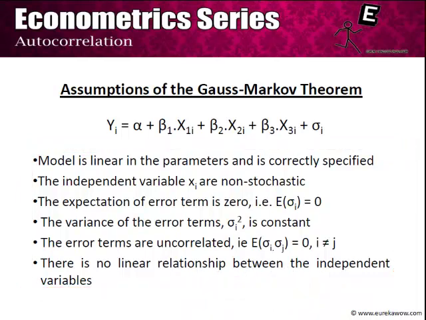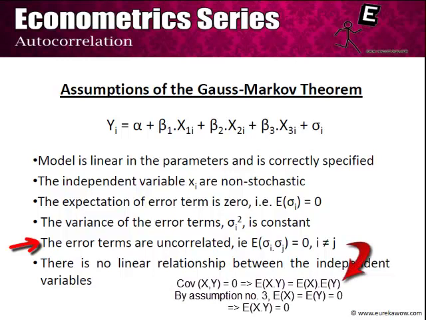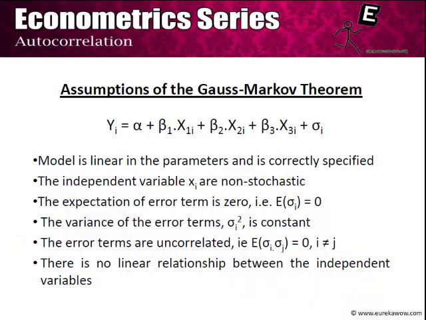The violation of the Gauss-Markov theorem that we are concerned with in this module is the 5th assumption, that is the error terms are uncorrelated. You would remember from elementary statistics that this implies that the expectation of the cross product of error terms is equal to 0. That is, expectation of epsilon i into epsilon j equals 0 for all i not equal to j. The violation of this assumption, that is the case when error terms are correlated to each other, is the problem of autocorrelation, as we will now graphically illustrate.